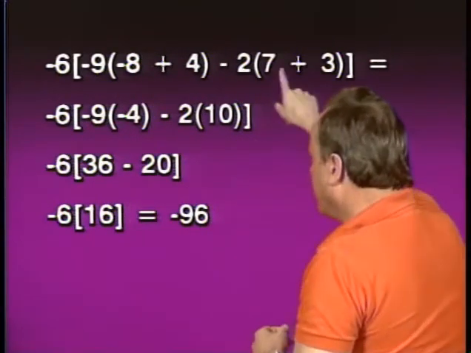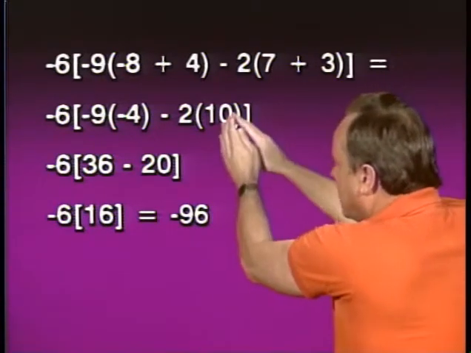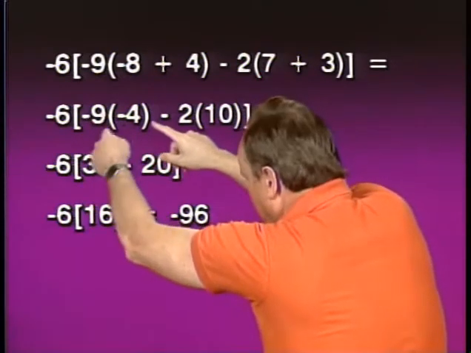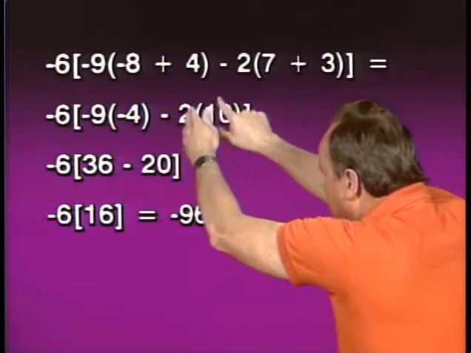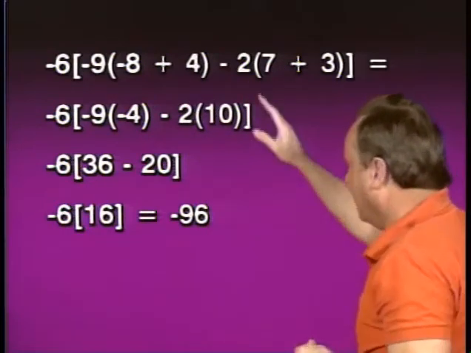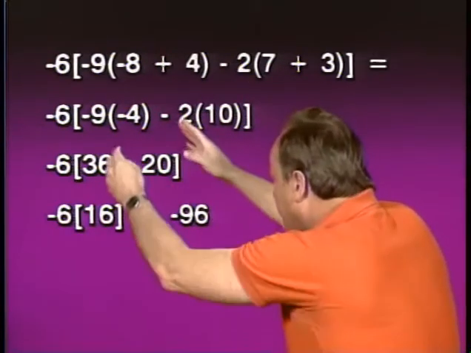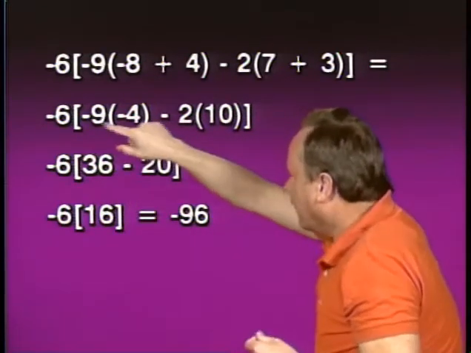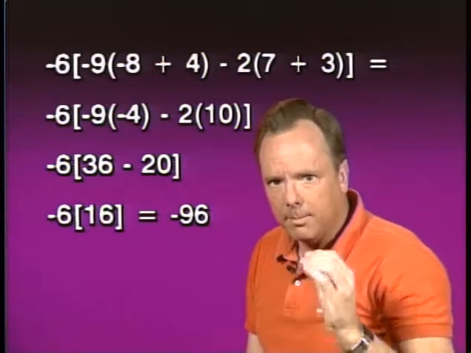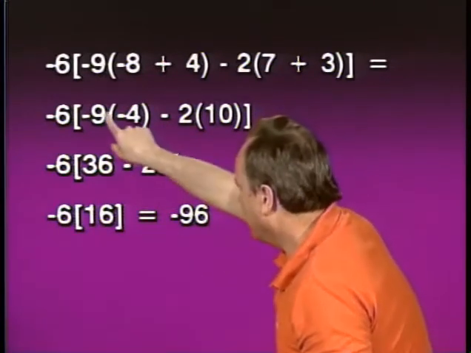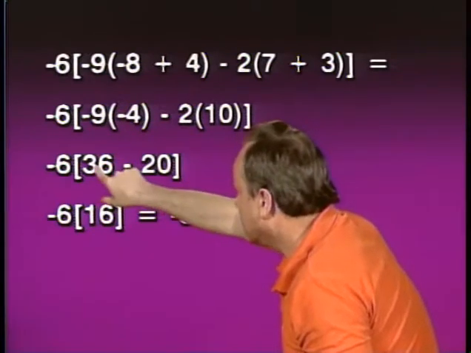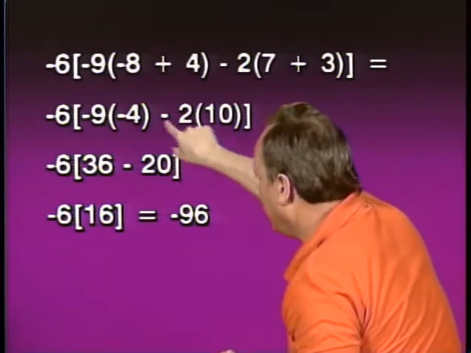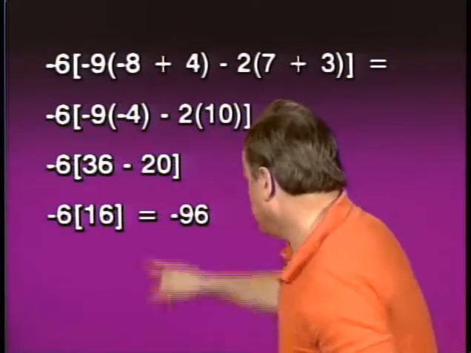All right, let's take a look at the next thing we can get rid of. 7 plus 3 becomes 10. So now it becomes minus 6 times the quantity minus 9 times the quantity minus 4, quantity closed, minus 2 times the quantity 10, and quantity closed again, and quantity closed again after that. All right, now let's get rid of the brackets again here. So what's minus 4 times minus 9, or minus 9 times minus 4? Well, once again, a minus times a minus is a plus, so that becomes plus 36. 4 times 9 is 36. Minus 2 times 10 becomes minus 20, because a minus times a plus is a minus.